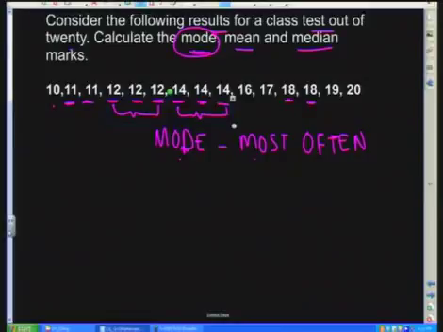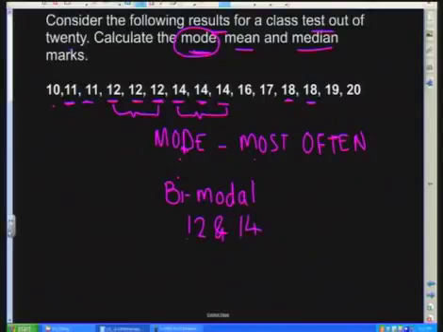When there are 2 sets of numbers that occur the same number of times, then your data is said to be bimodal, and your modes are then 12 and 14. So there are 2 values that occur most often, and those values are 12 and 14.